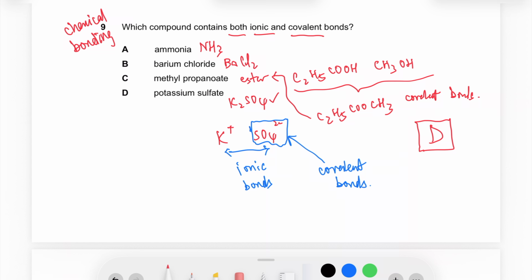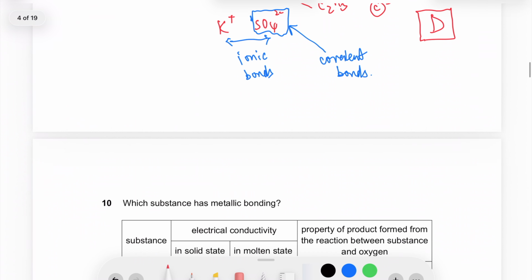Okay, A, B, C, they are all, B will be ionic, A will be covalent, C will be covalent as well. Okay, so in case you need to know.